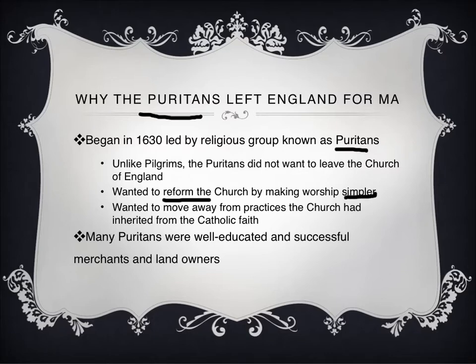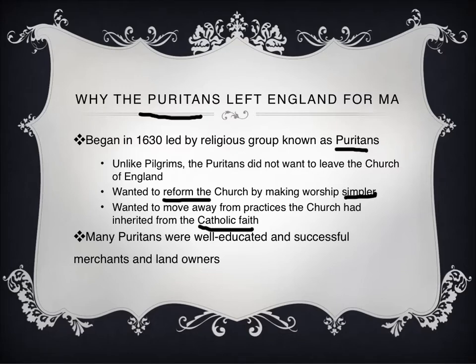If you look at a Catholic church, or even if you look at an Anglican church in England, it's going to be very ornate, lots of gold and silver and finery and statues and things like that. Well, the Puritans didn't like that. They wanted to make the church simpler. Their clothes should be simpler. They don't like the idea of the ministers wearing separate garments and robes. And they just felt that it was very much like the Catholic Church. So they wanted to move away from practices the church had inherited from the Catholic faith.